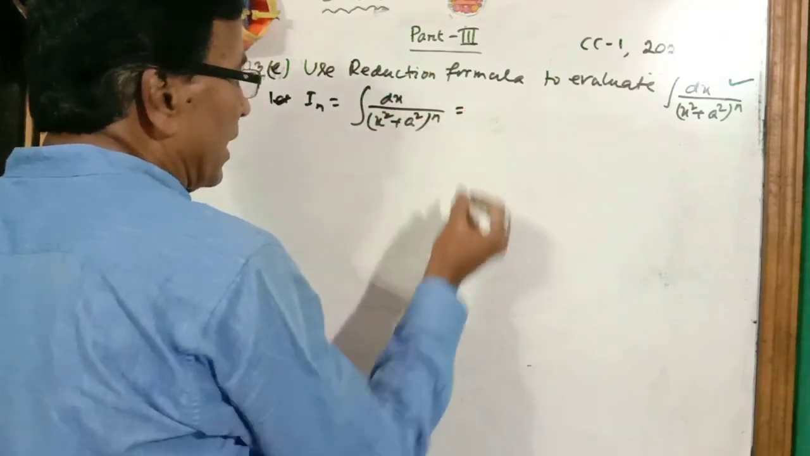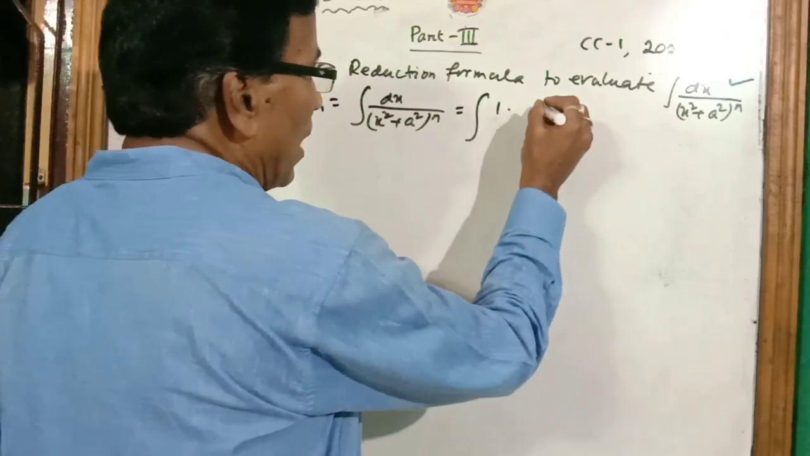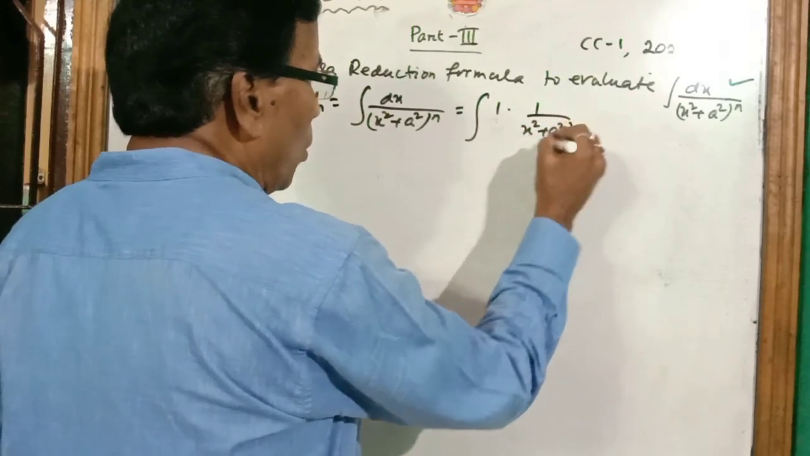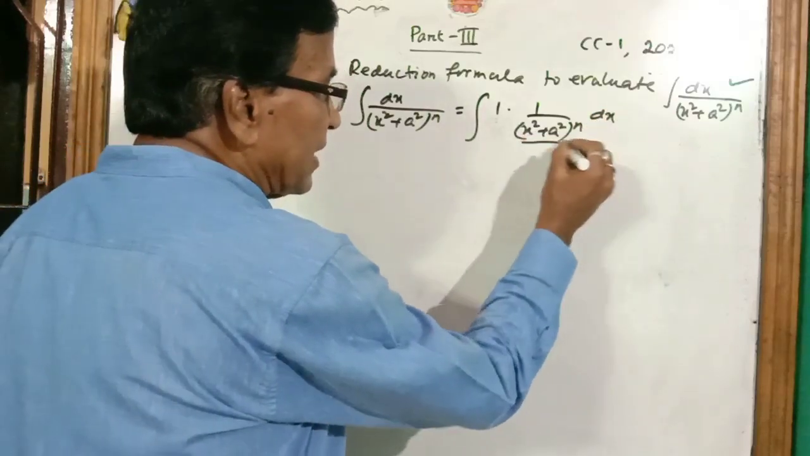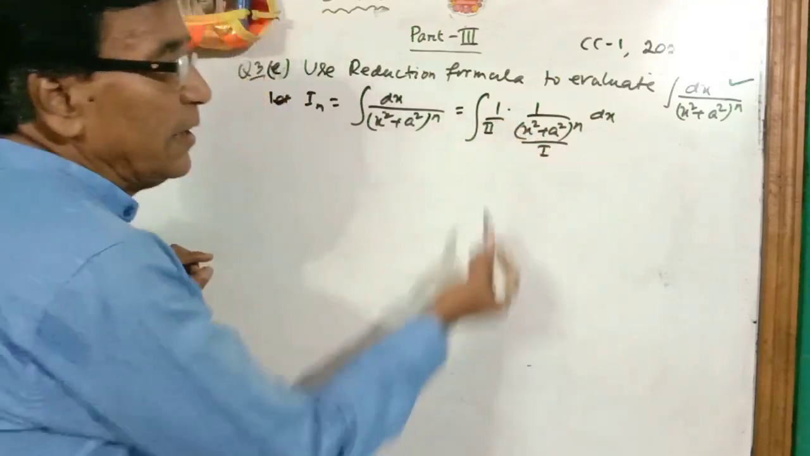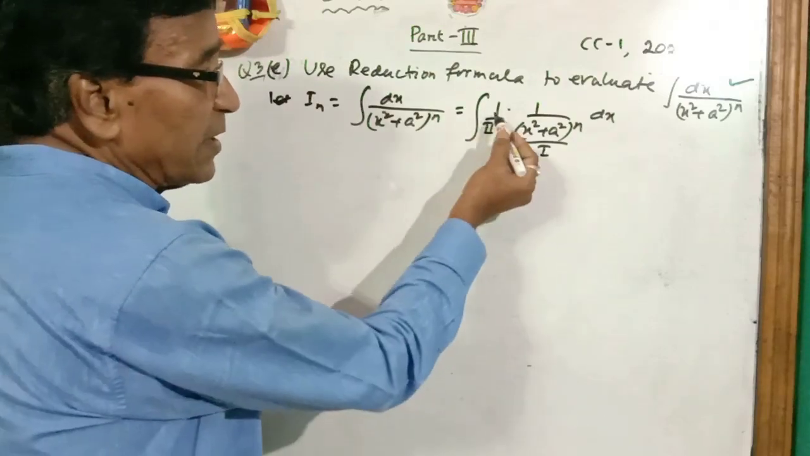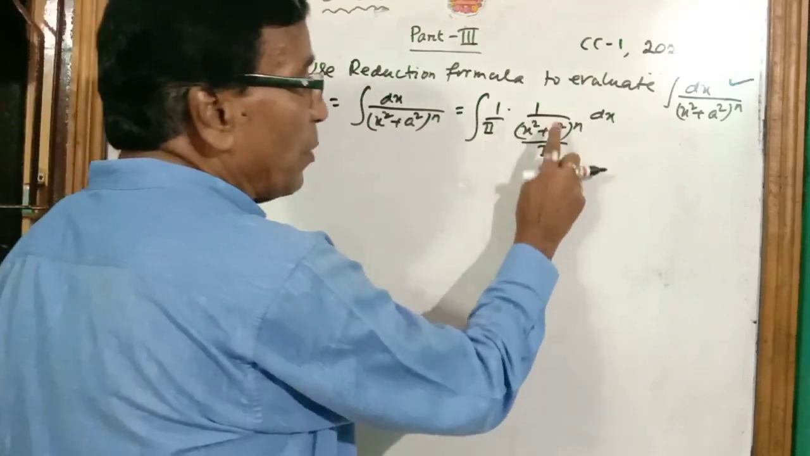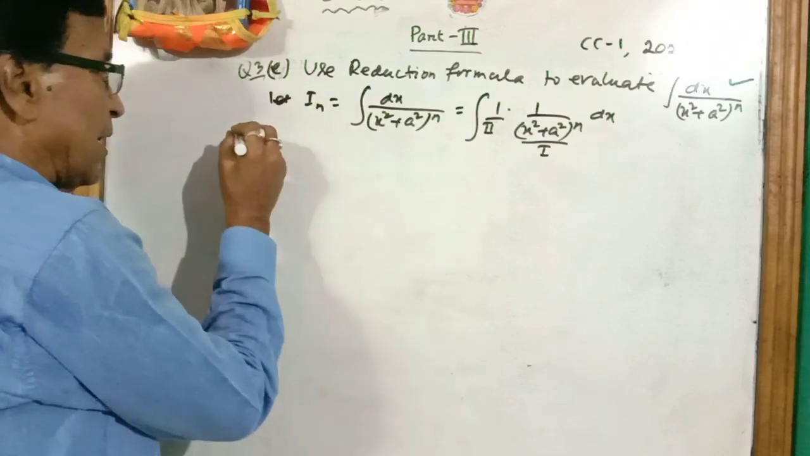So we can write this as the integral of 1 into 1 by (x square plus a square) whole to the power n with respect to x. Now we take this as the first function and 1 as the second function. Since we know the integration of 1 with respect to x is x, that's why we take 1 as the second function, and the first function is 1 by (x square plus a square) whole to the power n. Now integrating by parts.